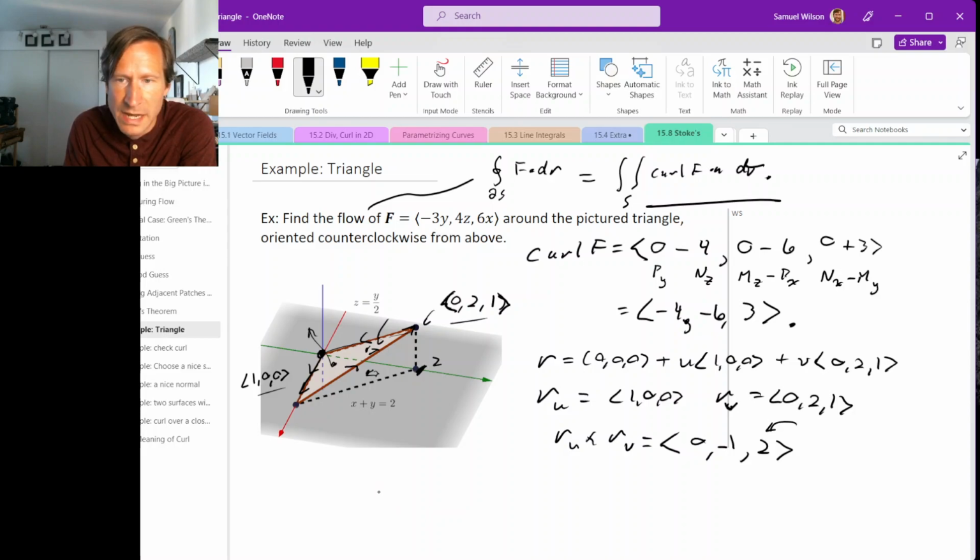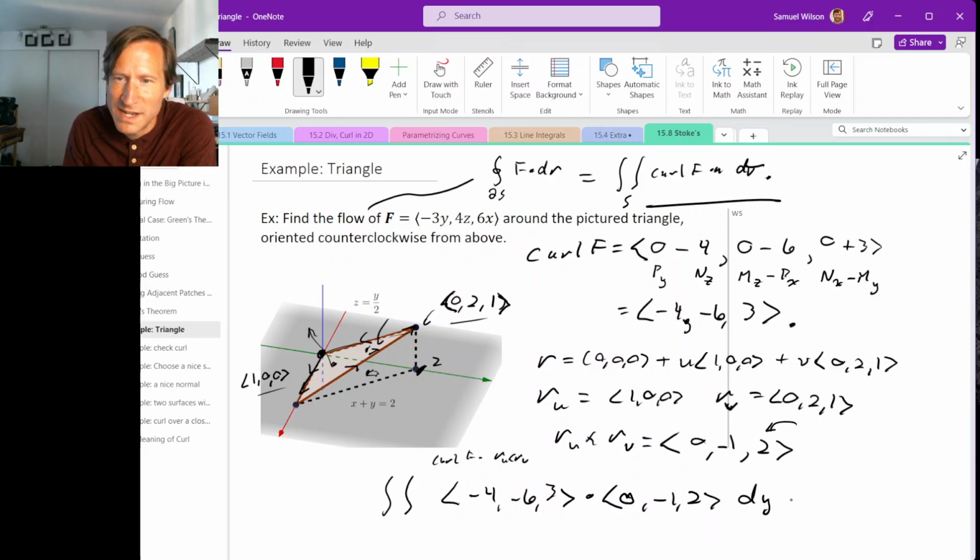So now we can write down our surface integral. It's the integral, we'll come to the bounds in a second, of curl of F dot this cross product. So curl of F is minus 4, minus 6, 3 dot 0, minus 1, 2 dA.